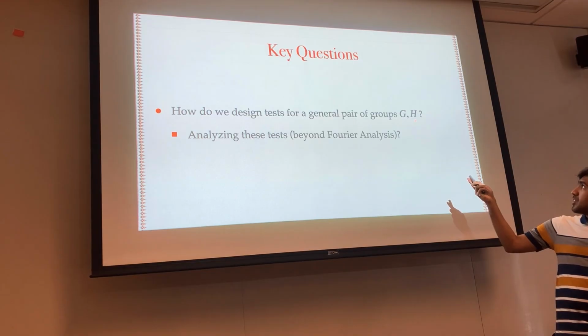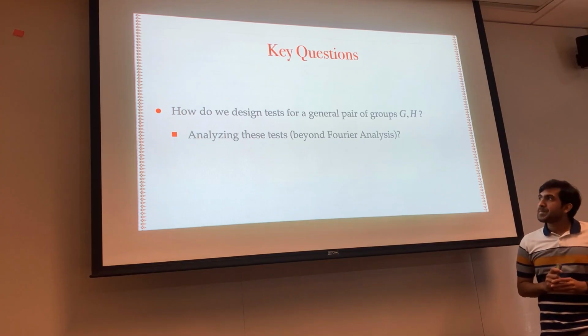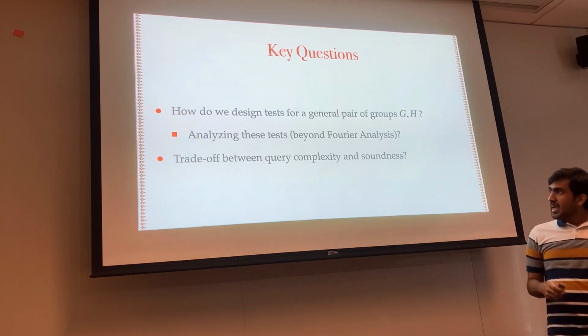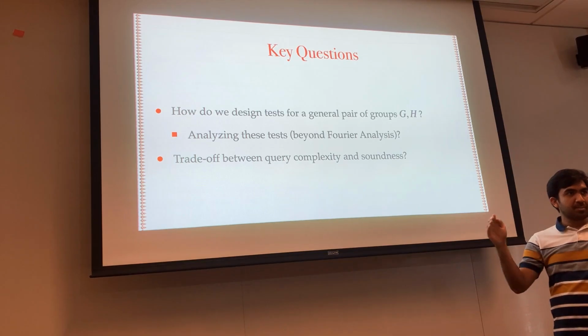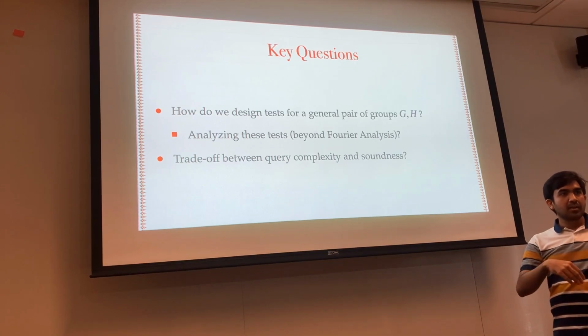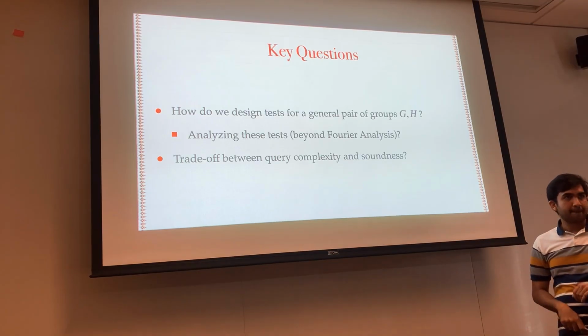In general, for a general group H, you might not be able to easily use Fourier analysis to do these things. And then you would like a test that can trade off queries for soundness, just like we saw in PCP. The higher K you make, the better guarantee you get. So you want that kind of flexibility.